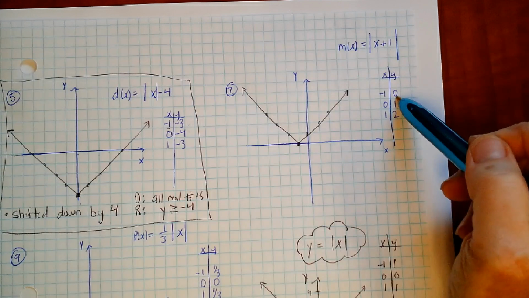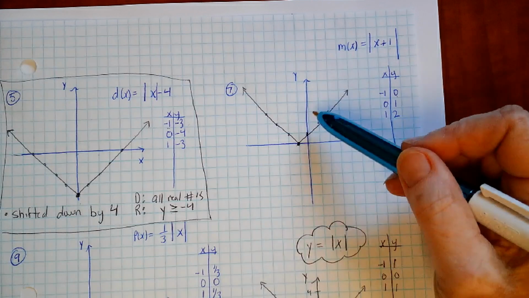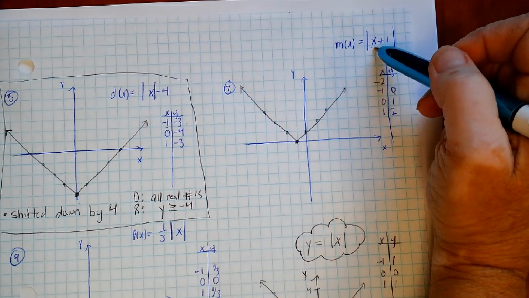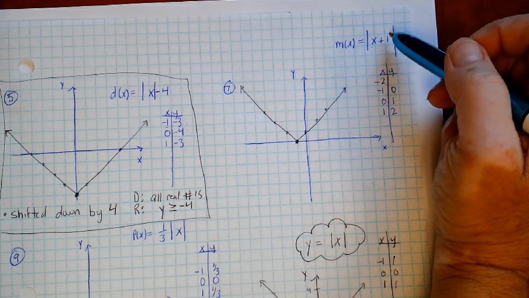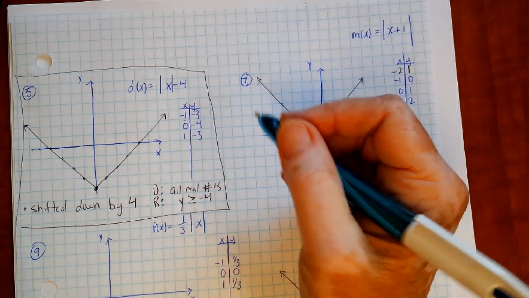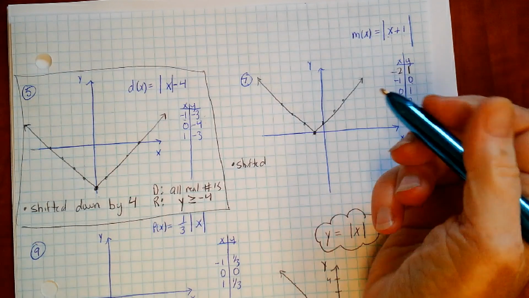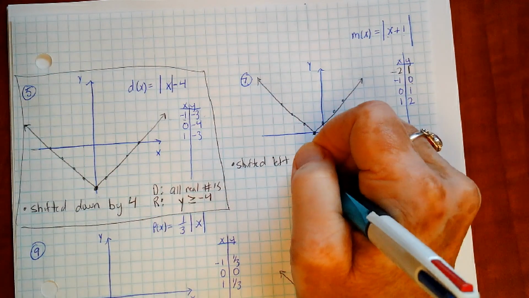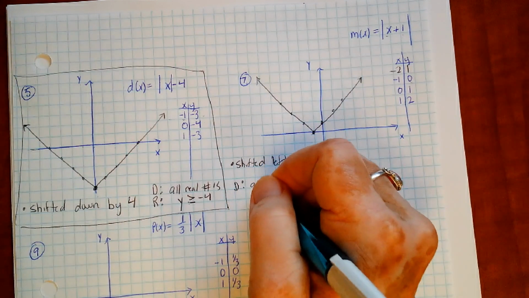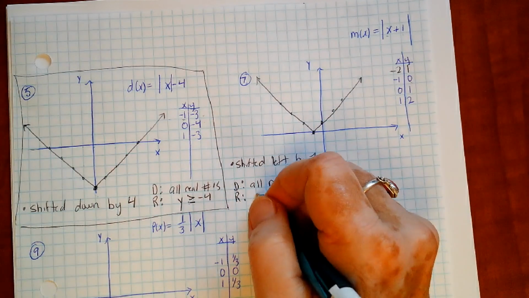But if you're not sure, then you can just plug the numbers in. -1, 0 better be on my graph. It is. 0, 1 is on my graph. 1, 2. And if I wanted to get some more, I could put -2. Well, -2 in there would give me a -1. The absolute value of -1 is 1. See what I'm saying? And so on this one, I would say shifted left by 1. And the domain is all real numbers, and the range would be y is greater than 0.